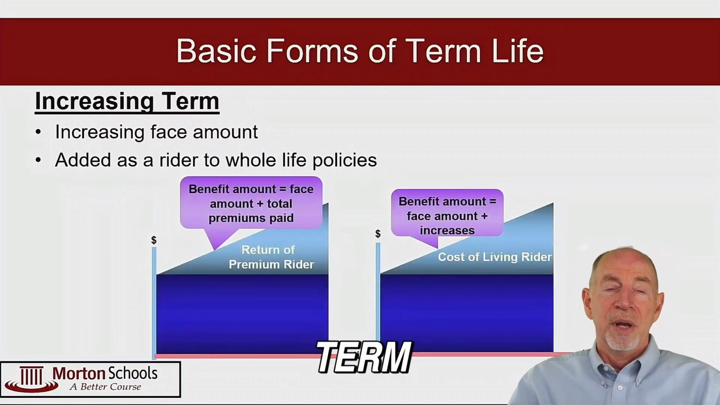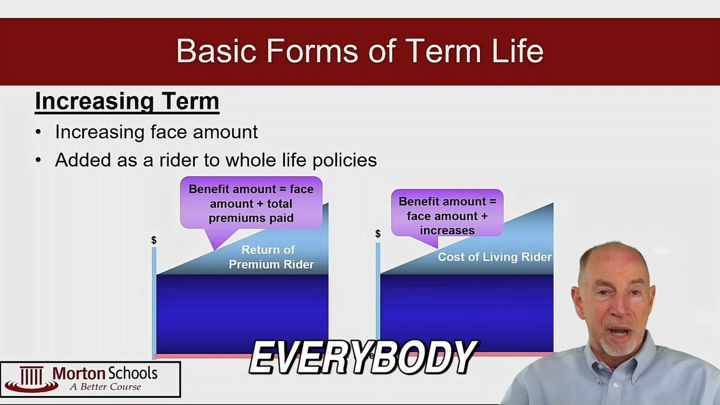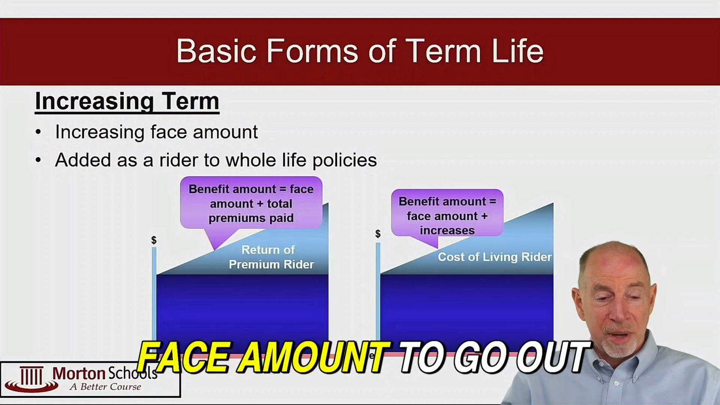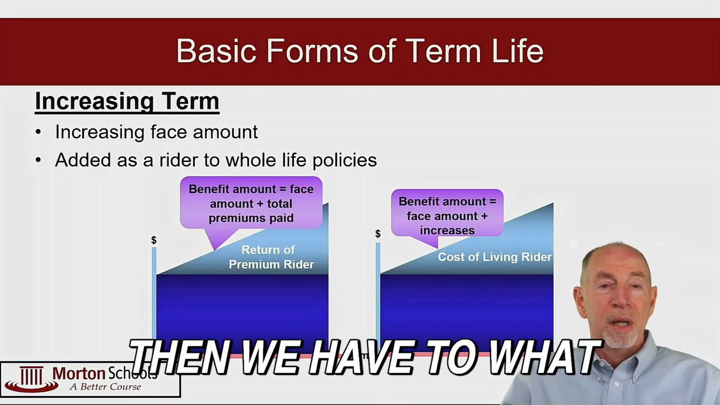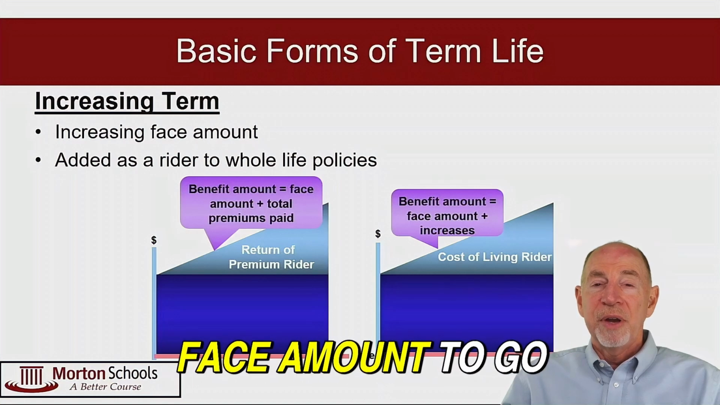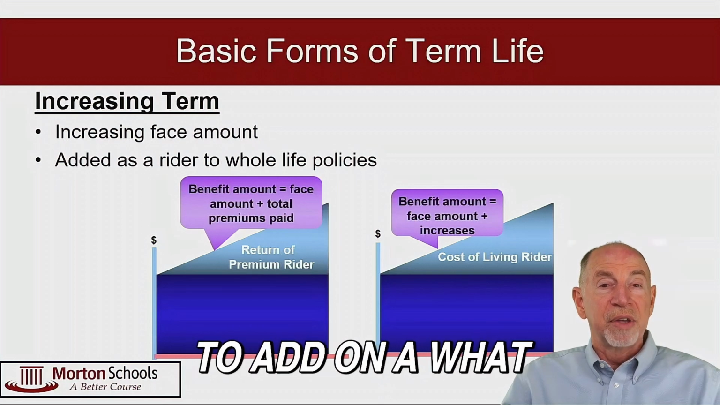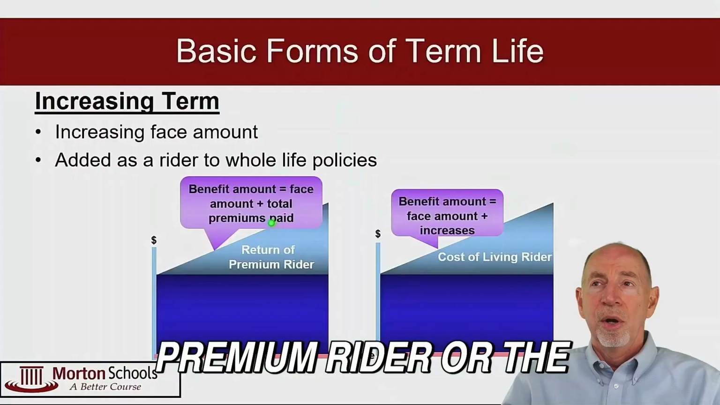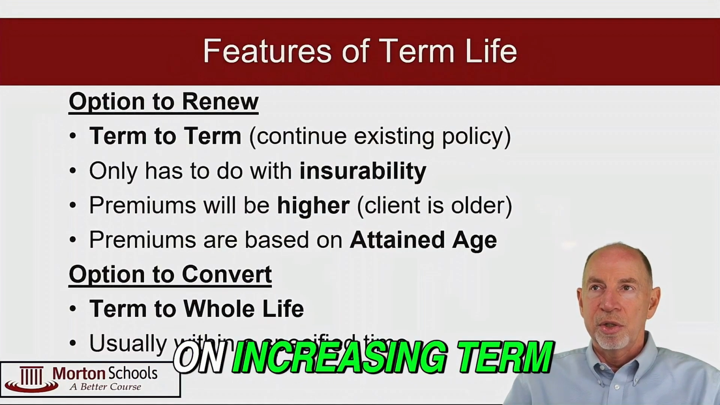Now remember the face amount of a whole life policy. Can the face amount of a whole life policy change over time, everybody? So if we need the face amount to go up with a whole life policy, what we have to do is add on an increasing term policy, for the return of premium rider or the cost of living rider. The way we do that is by adding on increasing term.